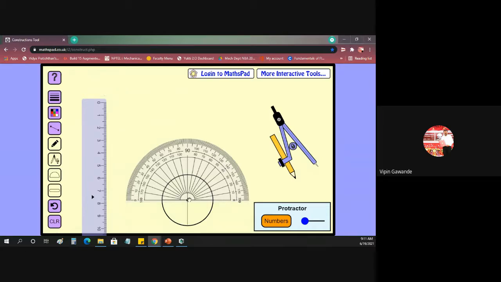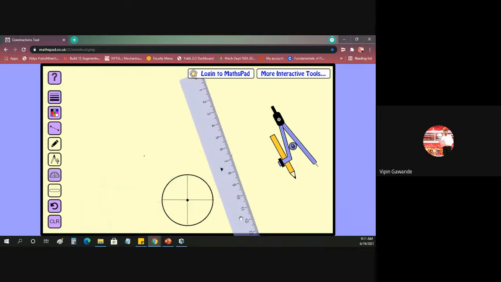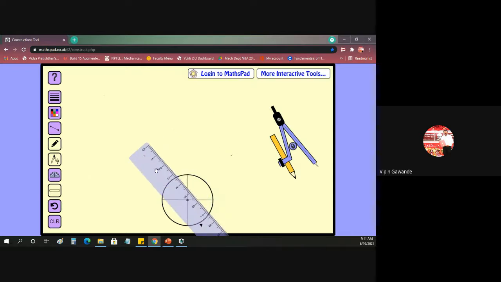Put your protractor's center at the center of the circle. This is 45 here, and then this is 45 here. So I have taken those two 45-degree angles, and then you just draw the 45-degree angle line, and your circle will be divided into the 8 parts.